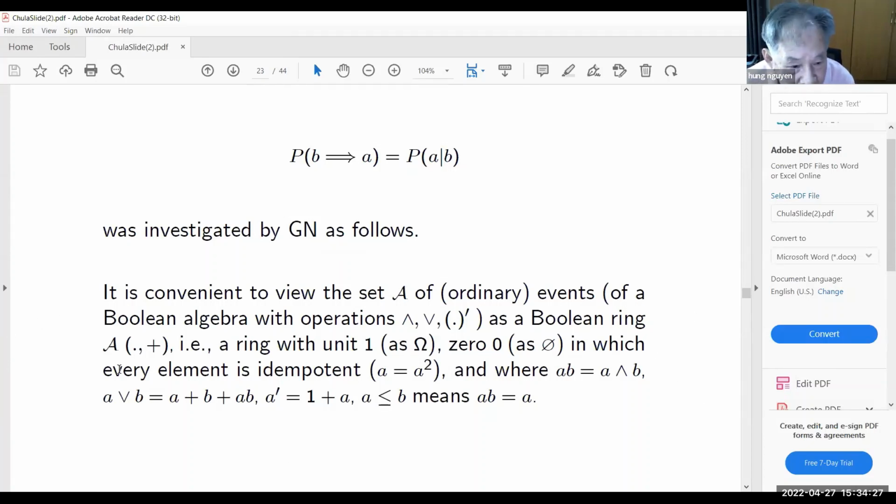So what is a Boolean ring? A Boolean ring A is a set with two operations on it, multiplication and addition, just like real life with multiplication and addition. It's a ring with unity 1. It has a 0, in which every event is idempotent. That means A times A is equal to itself. And so the intersection, we are saying that AB will be either a Boolean event or a projection on Hilbert space, depending on whether we're looking at an ordinary event or a quantum event. So we have a structure that we can manipulate easily.